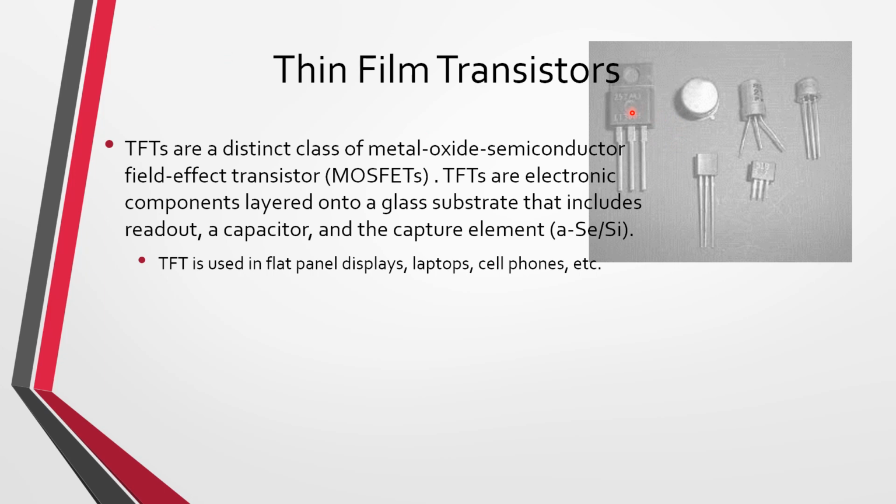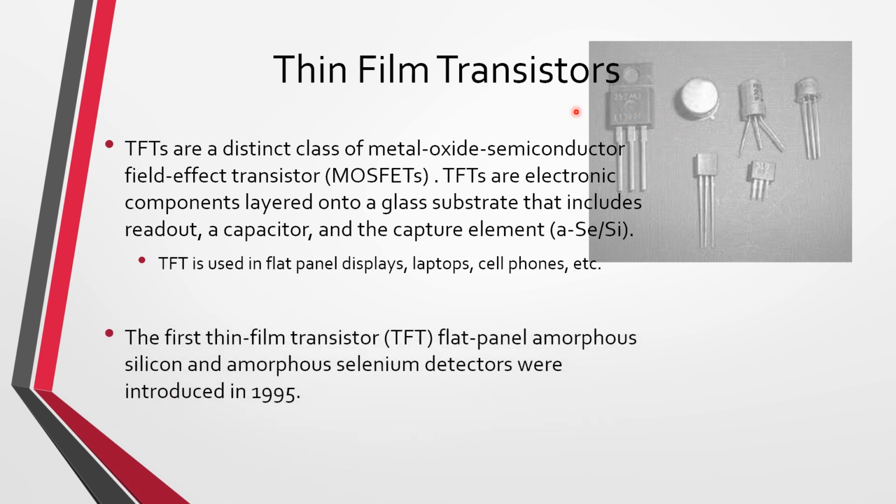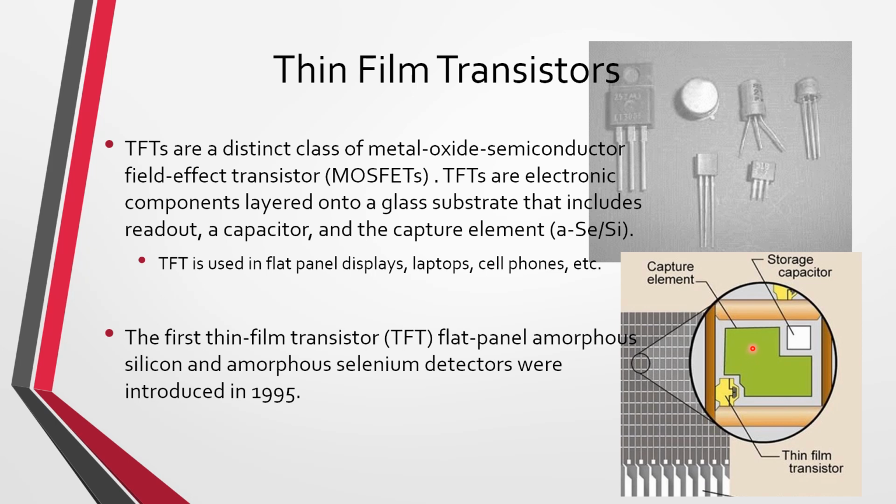Okay, they're not bulky like these. The first thin film transistors were flat panel amorphous silicon and amorphous selenium detectors introduced in 1995. So the first TFTs came out in 1995, and we can see a picture of them here. So there's the capture element right here. Once it's captured, it will go to the storage element, which is a capacitor. And then there's the readout electronics would be in here too. And then there's also the thin film transistor right here, and this will just act like a switch for when the information needs to be read out.